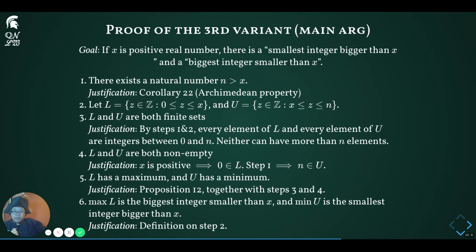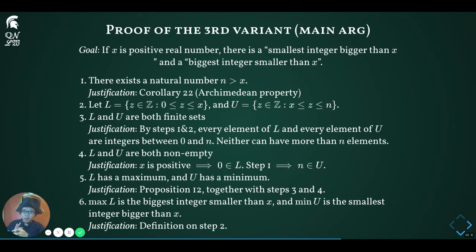We will define two sets of integers, L and U. L will contain all non-negative integers that are between 0 and x, and U will contain all non-negative integers between x and n. We notice that both L and U are finite sets. This is because by the first step in the definition, the elements of L have to be an integer that is at least 0 but strictly less than n. This means there are at most n elements of L.